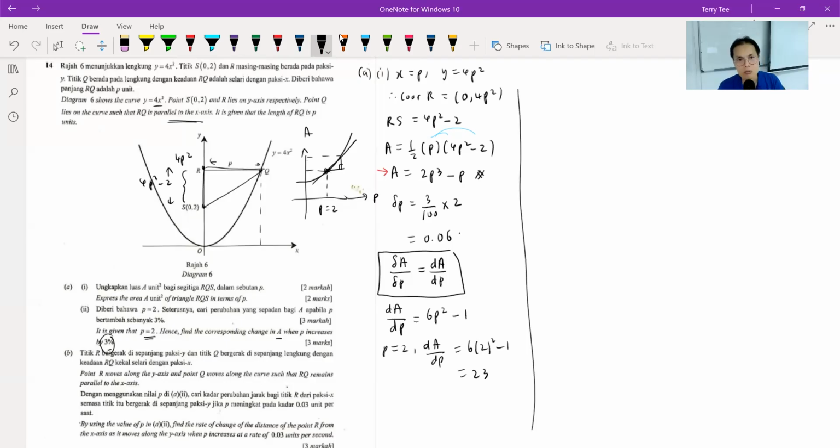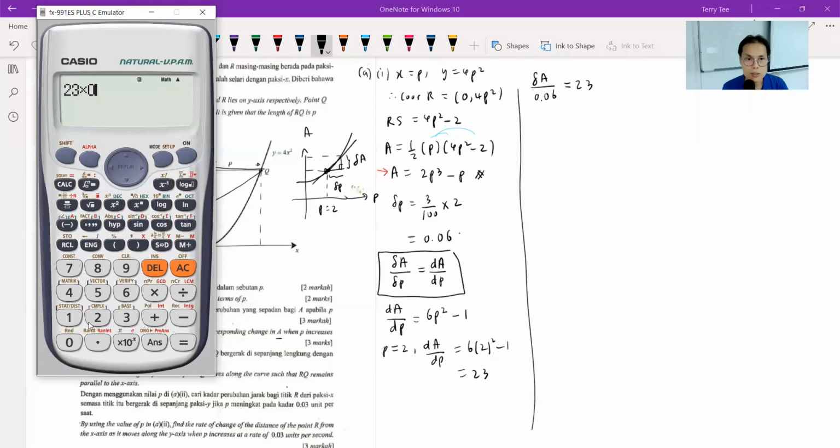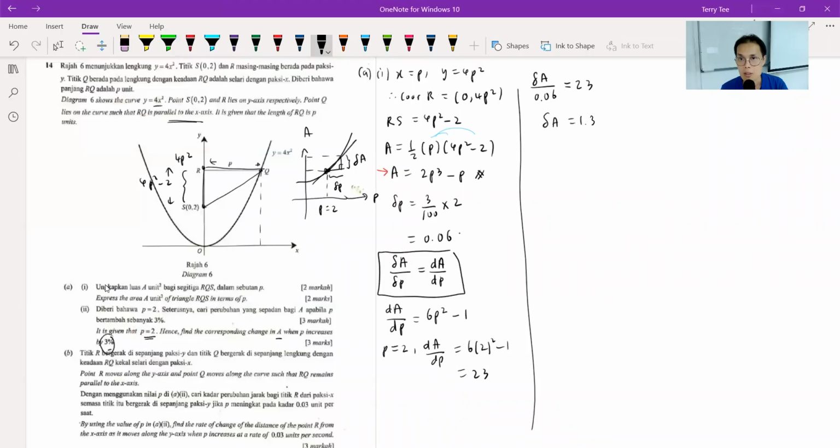Remember, we're finding the corresponding change in A. When you increase the length, the area will also increase. That means we are actually finding delta A. We know our delta P, and we're finding delta A. Delta A over delta P, with delta P being 0.06, must equal dA/dP, which is 23. Now let's take 23 times 0.06. I will get 1.38. So my delta A is 1.38. That is part 2. I've done part 1. I'd better write this over here, Roman 2. Okay, part B.